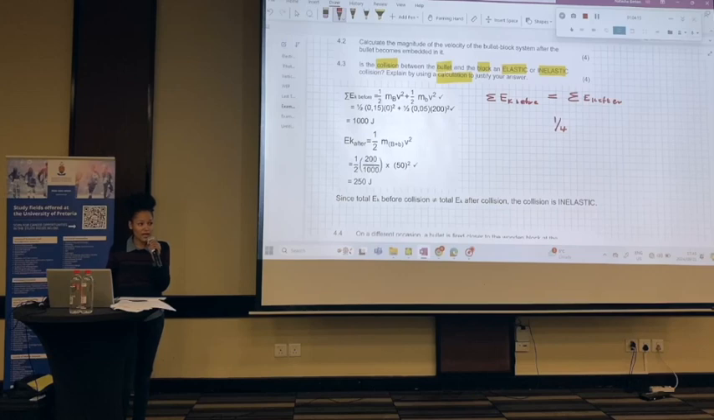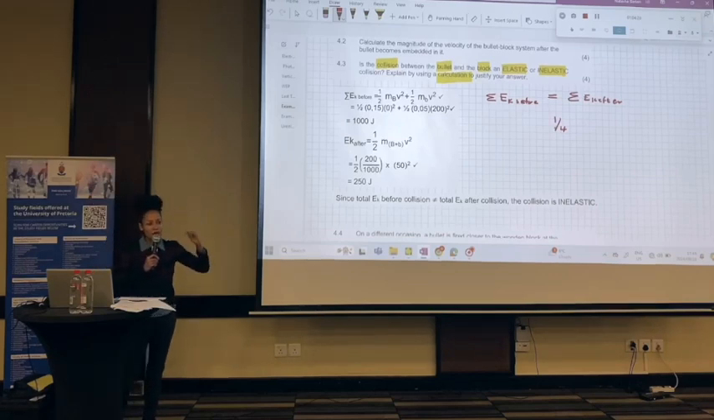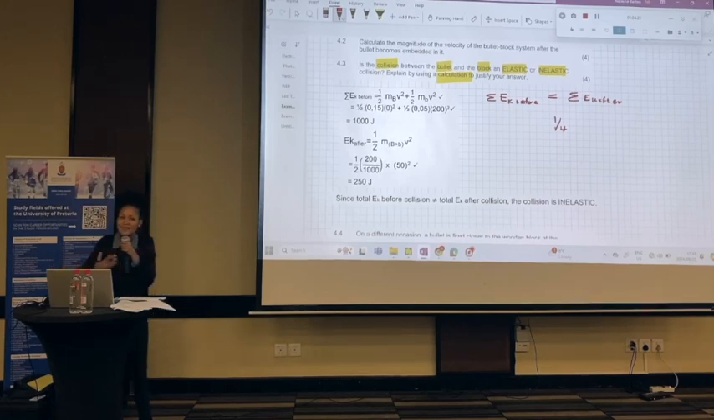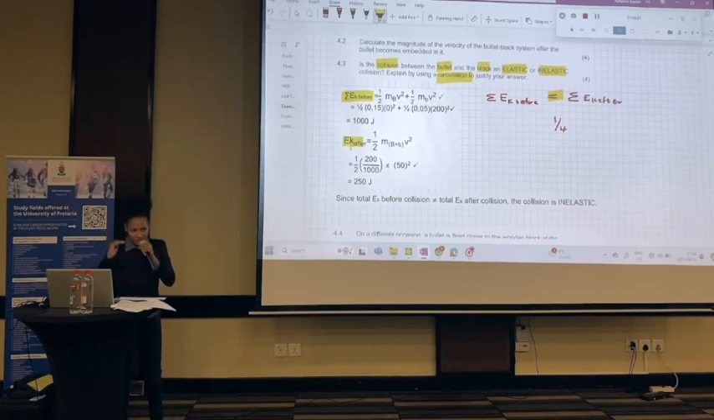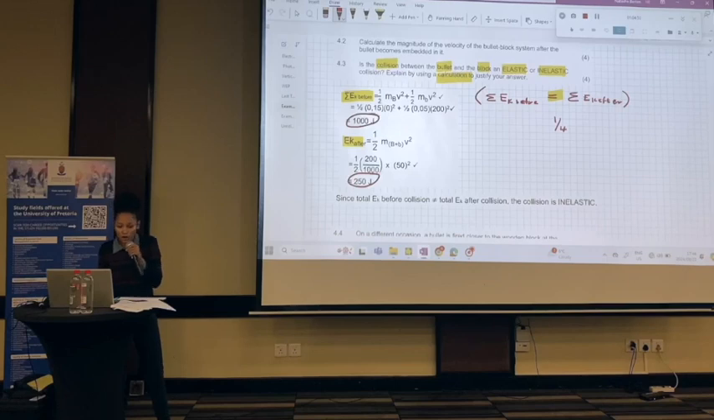Please don't do this anymore. Just like in mathematics, when you are asked to prove something, you cannot start off with the statement. Here, you have to start off by proving whether it is elastic or not. So never equate the two sides. You start off by finding EK before, you substitute into it. In a separate calculation, you find EK after, you substitute into it. You then check to see if they are equal. If they are, you state that they are equal. If they are not, you state that they are not equal. And then you come to your conclusion.